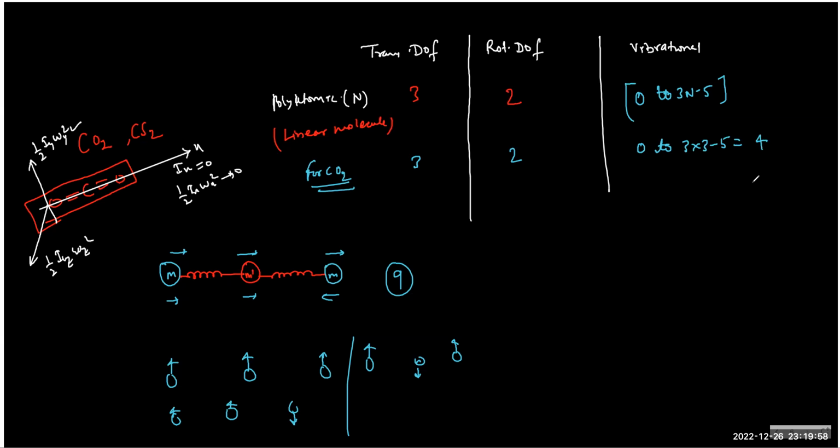So you can see that for CO2, the answer can be 0 to 4. Now, by default in JEE, you're not supposed to think of vibration unless it is explicitly given in the question. They will tell you some sentence that, okay, assume one vibration degree of freedom.